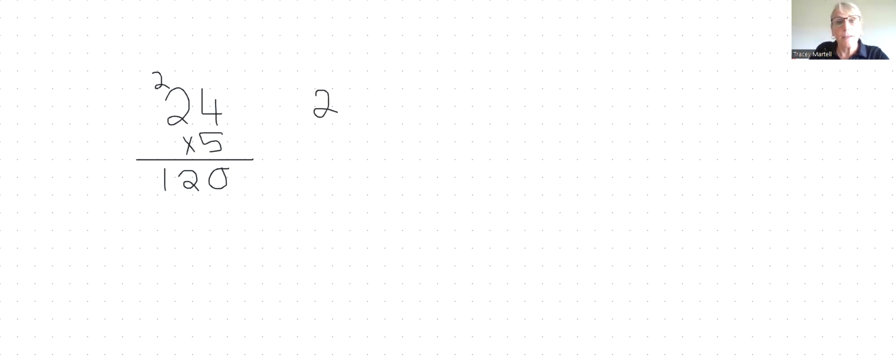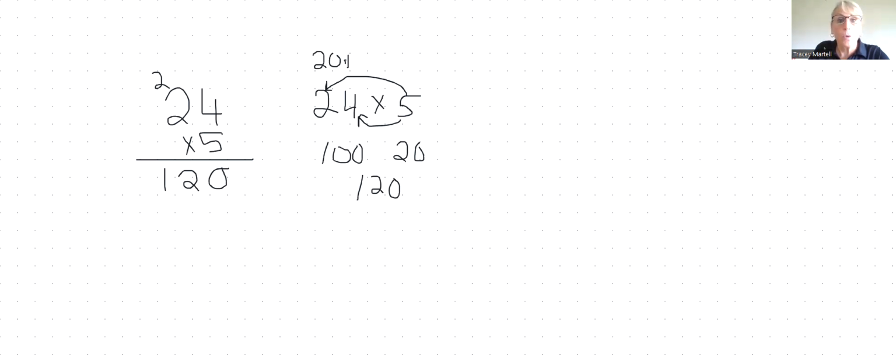Students may look at 24 times 5 like this, and they may see that, okay, if I multiply 5 times 20, I get 100, and 5 times 4, we get 20. Add those together, we get 120. I refer to that as the partial products method. So your child is looking at it as 20 plus 4. We're breaking up the 24 by place value, and then they're multiplying the 20 times the 5, and then the 4 times the 5 to get 120.